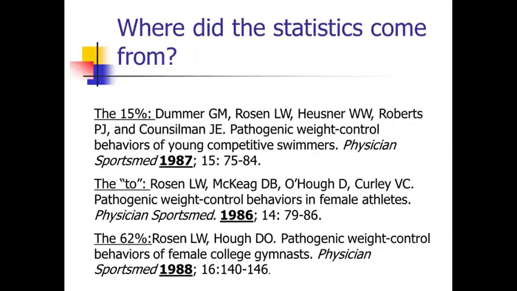So the 15% came from a 1987 paper. The 62% came from a 1988 paper. And there's a two-part, because there actually were 3 papers in the series. So that was something in between 15% and 62%. That came from a 1986 paper. And all of these papers had one author in common, so there was an author common to all 3 of those. So that's where the 15 to 62% came from.